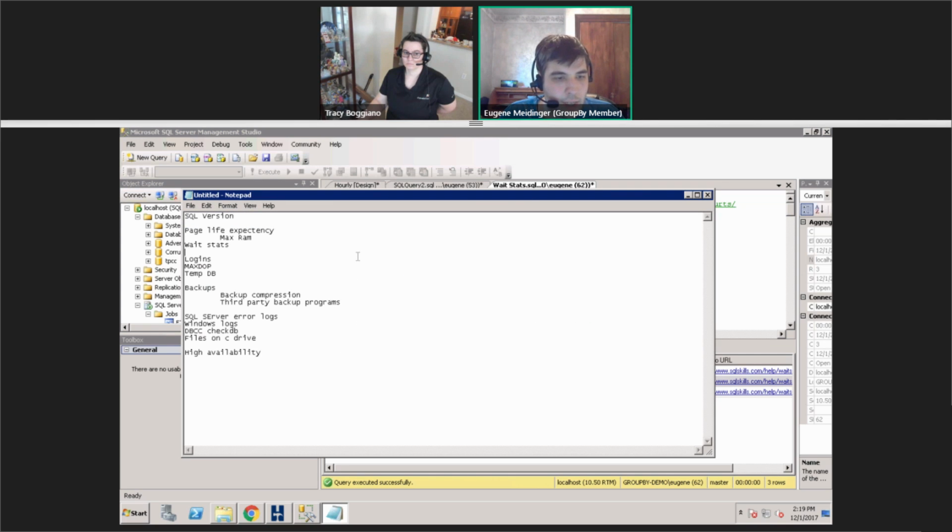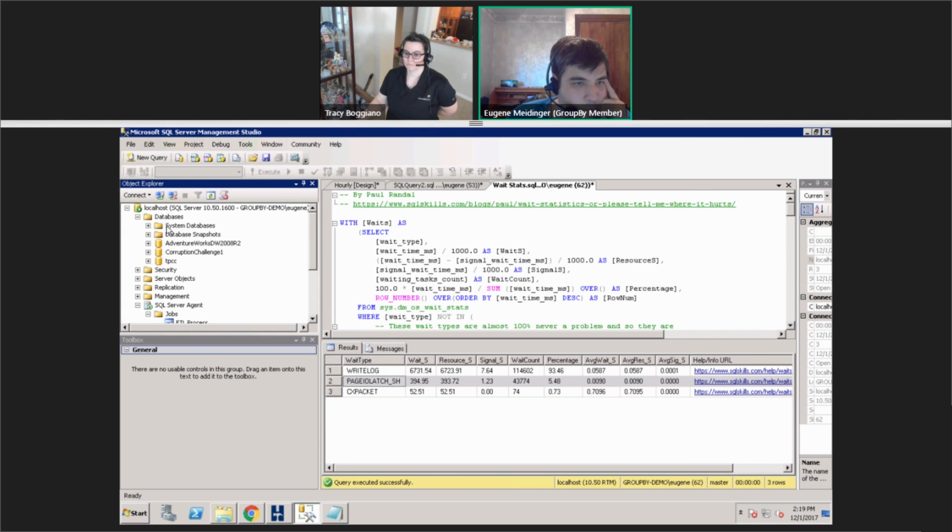So I've got a checklist of stuff I'm trying to make sure that we cover here. It's useful because you're going to forget about things. One of the important ones is logins. We talked about security. Well, who has access and what access do we have?